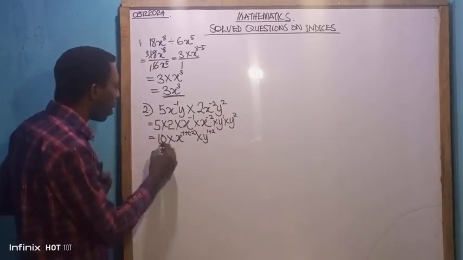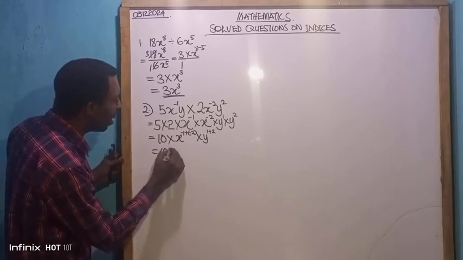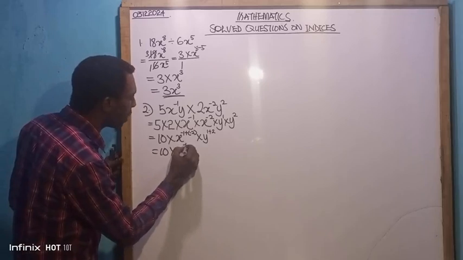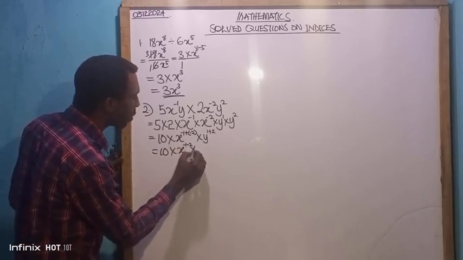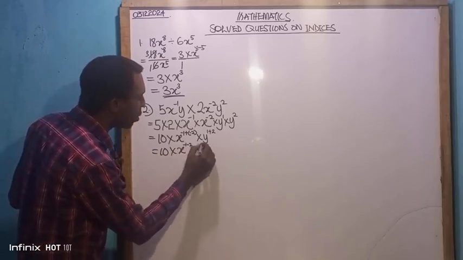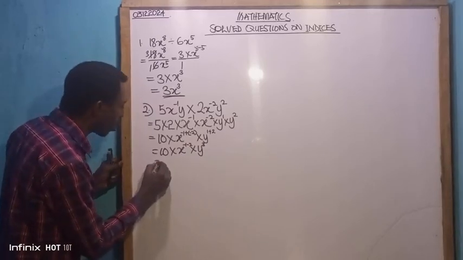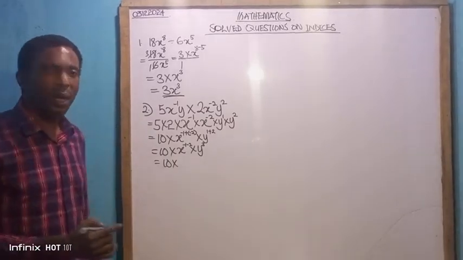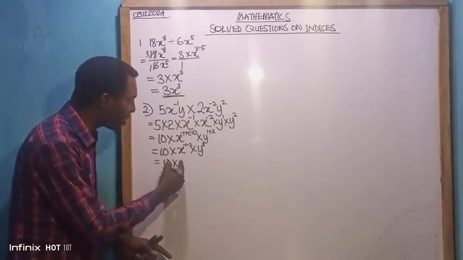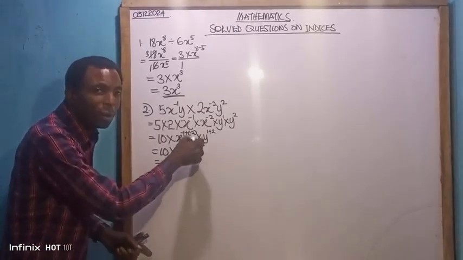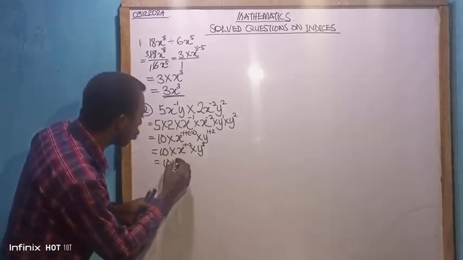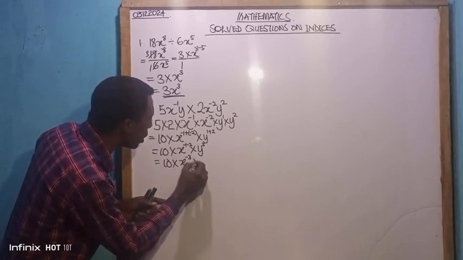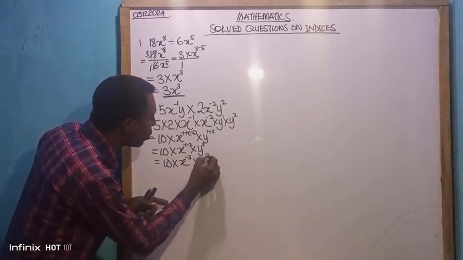We add their power. So that will give us 10 multiplied by x raised to power minus 1 minus 2 multiplied by y raised to power 3. So when we continue, we have 10 times, if you look at what we have here, x times minus 1 minus 2 will give us minus 3. So we have multiplied by x raised to power minus 3 multiplied by y raised to power 3.